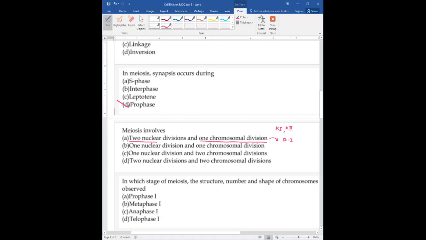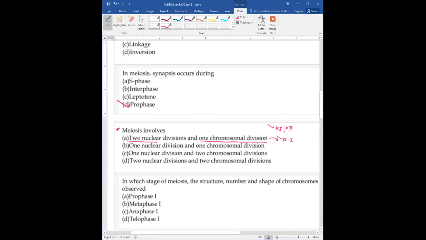The same thing is not going to happen in your anaphase 2, right? So guys, it is going to include two nuclear divisions, and it is going to have one chromosomal division. Okay, so guys, remember this thing. This is a very, very important question. Okay, this is a trick question. So the answer is A. Very, very important.